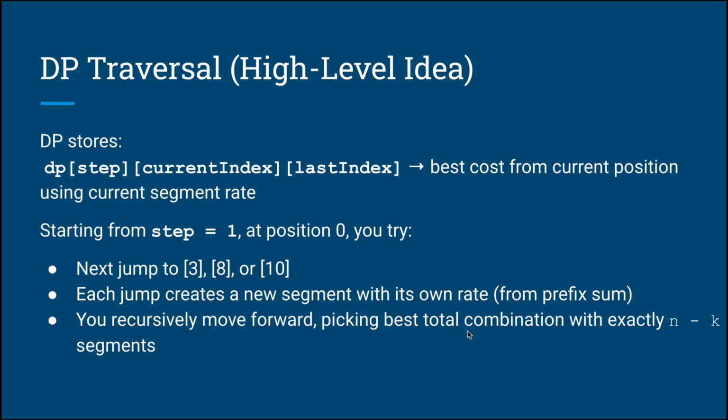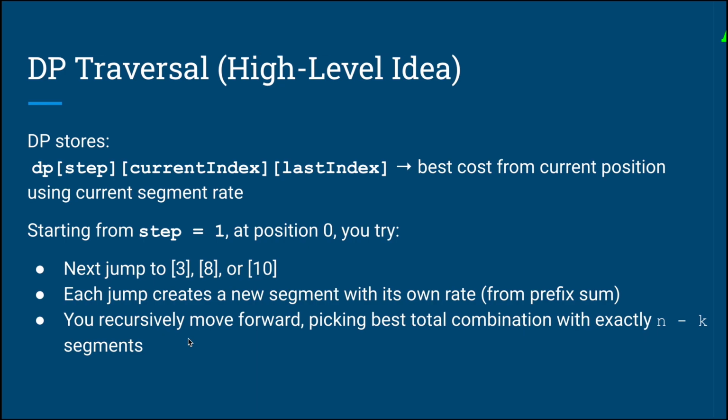We'll go through the high level idea. We'll create a DP array that will be 3D, and DP at a step will take the current index and the last index. We will choose the best cost from the current position using the current segment rate, and we'll start from step 1 at position 0. You can try jumping to 3, 8 and 10, and so on, and each jump creates a new segment with its own rate. That is called prefix sum, that we will see. You recursively move forward and keep picking the best total combination with exactly n minus k segments.